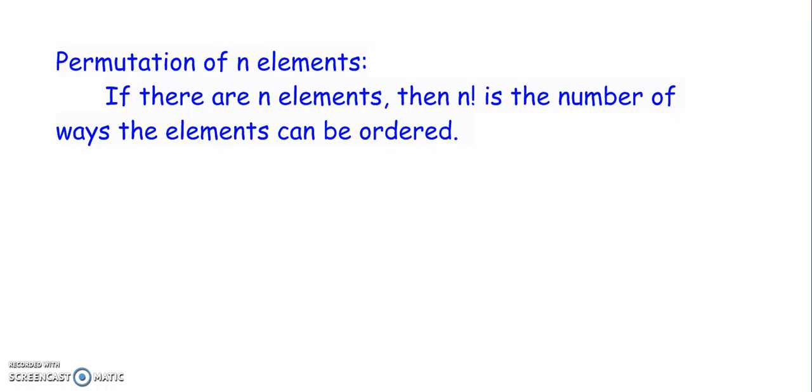So, permutations. Again, permutations are when you're asked to order n elements. Put them in order. You are asked to put in order, because order is extremely important when you talk about probability. If there are n elements, then n factorial is the number of ways they can be ordered.